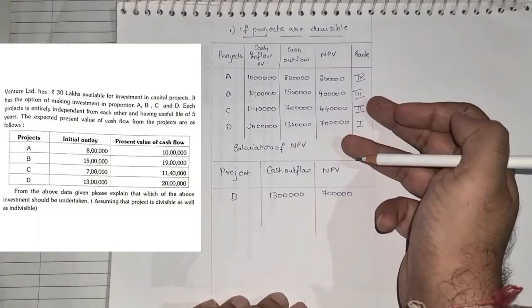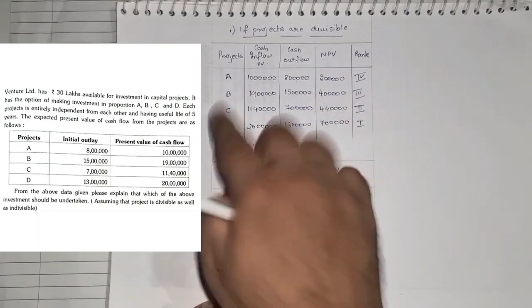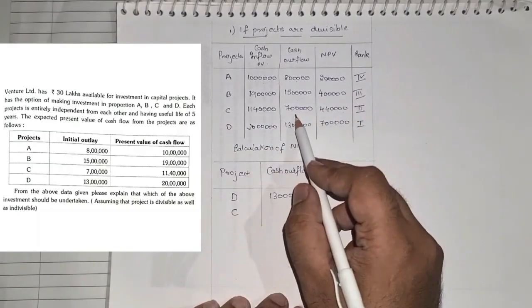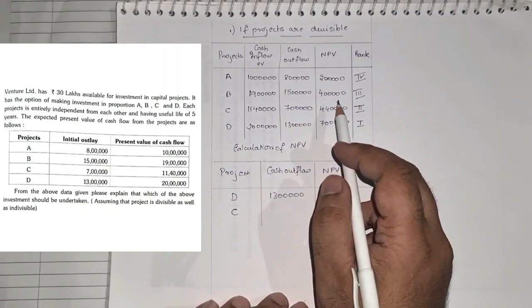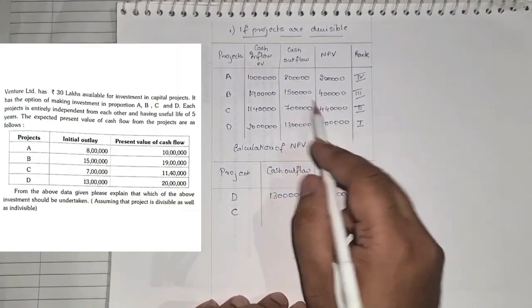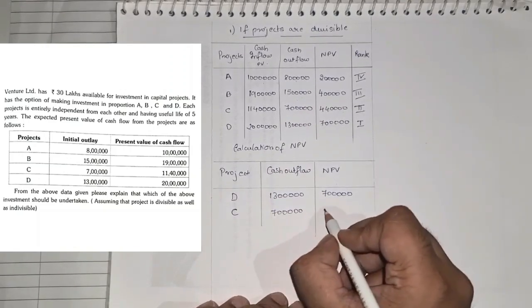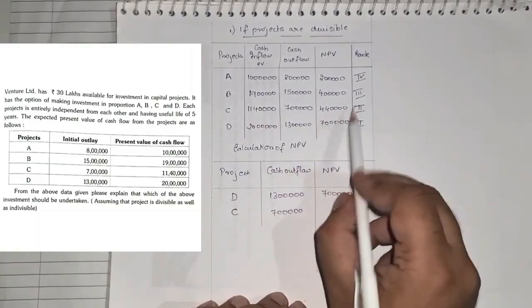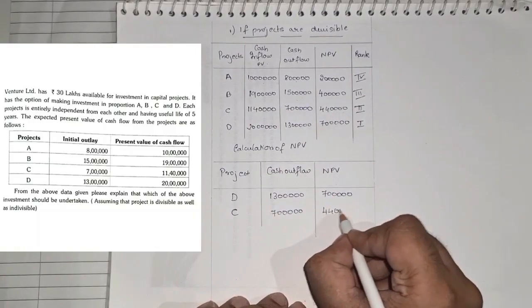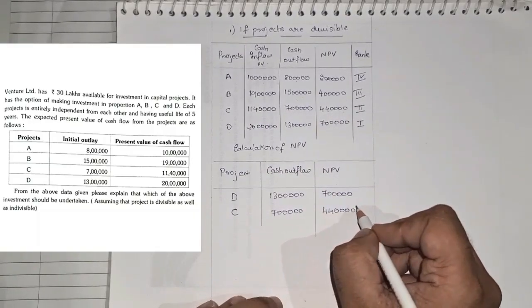So now we go to rank number 2. Second rank is project C. The outflow is 7 lakhs. I can spend up to 17 lakhs more. So we can spend 7 lakhs. So outflow is 7 lakhs. We have taken that. And the NPV that it will fetch us is 4 lakh 40,000. So we have taken that.